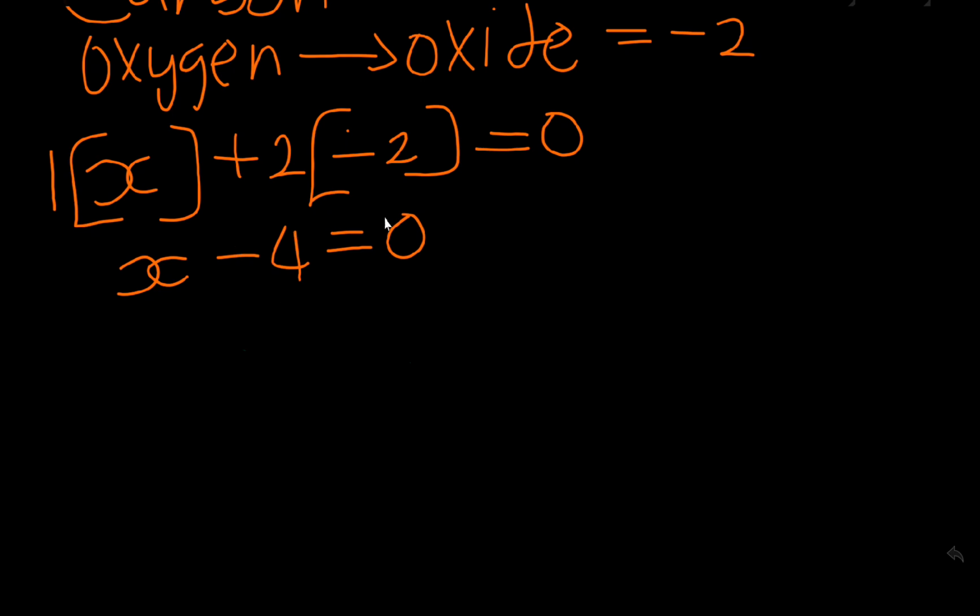Moving further, to isolate our X, we would carry -4 to the other side of the equal sign. I'll repeat again, -4 we carry to the other side of the equal sign, and so it becomes X equals +4. If it crosses the equal sign, it changes to +4. And so this compound's name becomes carbon 4 oxide. Because we're having 4 here, it becomes carbon 4 oxide.